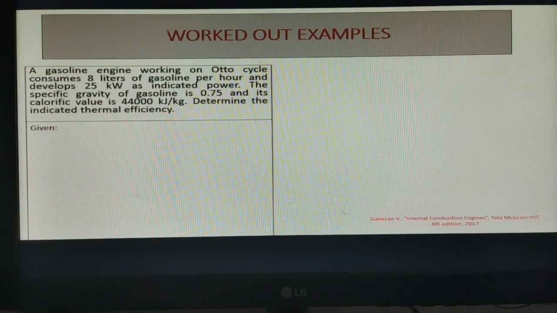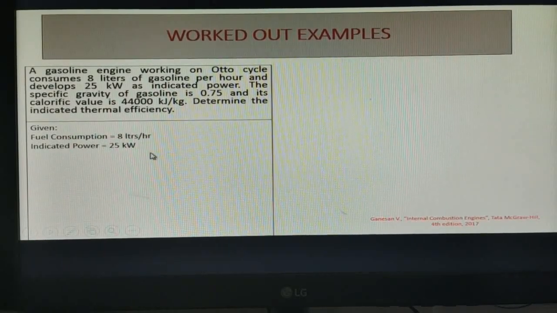Now the first numerical: a gasoline engine working on Otto cycle consumes 8 liters of gasoline per hour and develops 25 kilowatt as indicated power. The specific gravity of gasoline is 0.75 and its calorific value is 44,000 kilojoules per kg. Determine the indicated thermal efficiency. So in this numerical we have to find out the indicated thermal efficiency. What is the given data? Fuel consumption is given as 8 liters per hour. Then indicated power is given as 25 kilowatt.